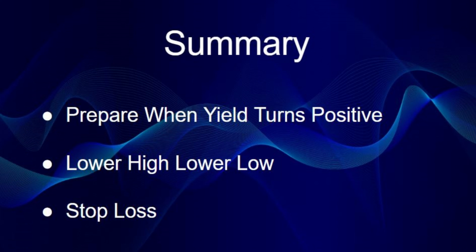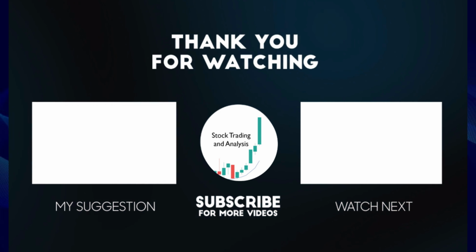In summary, we can prepare to take action when the yield difference moves from negative to positive. Then, we look out for a lower high before we consider shorting the market. This can be done using CFDs, which stands for contracts for differences. And using these CFDs can give us a high ROI. Always have your stop loss and target in place for your trades.